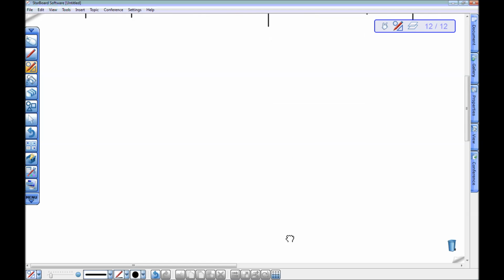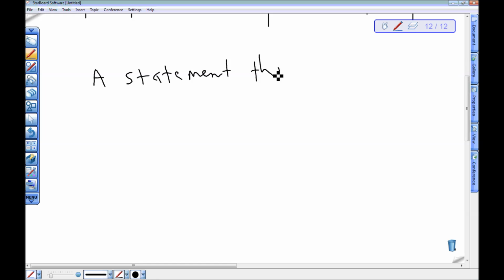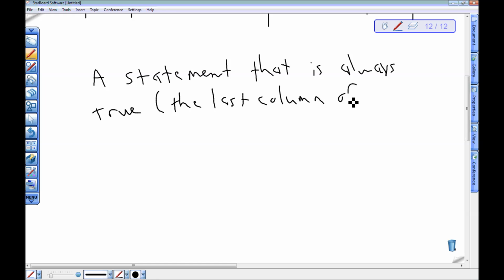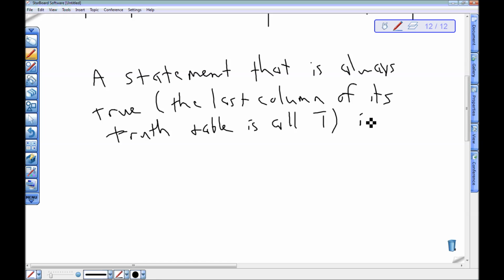A statement like this is called a tautology. So, a statement that is always true, and by that I mean the last column of its truth table is all T, is called a tautology.